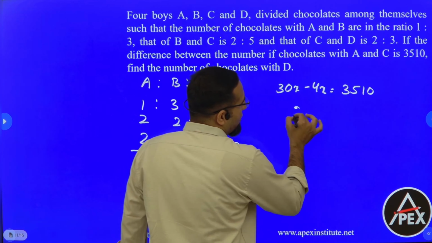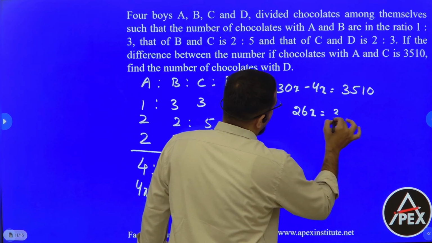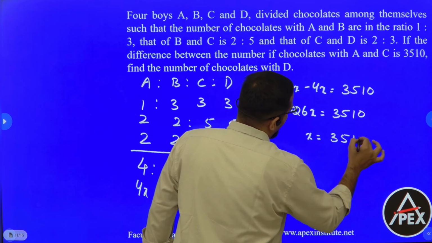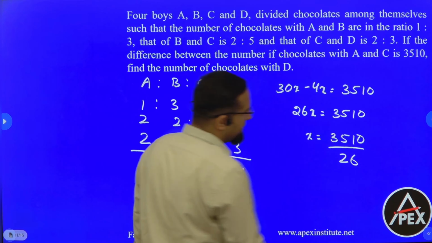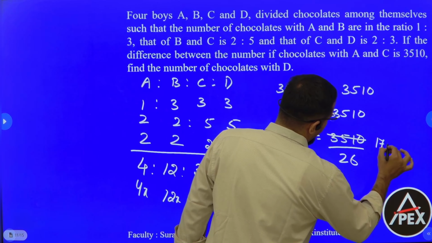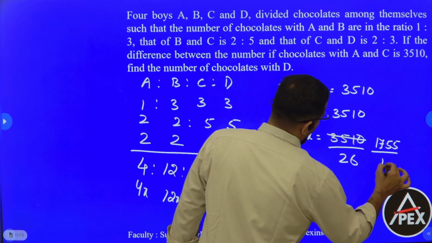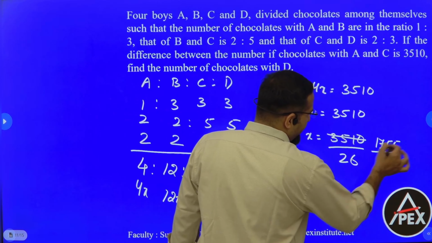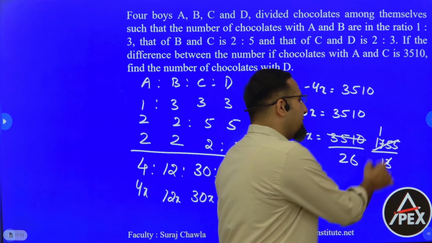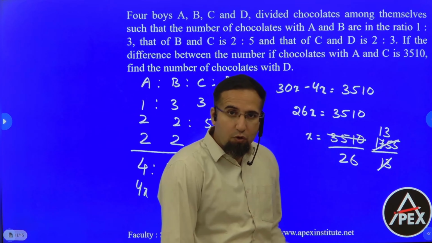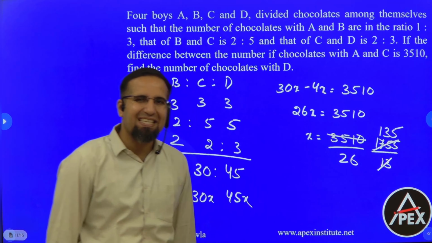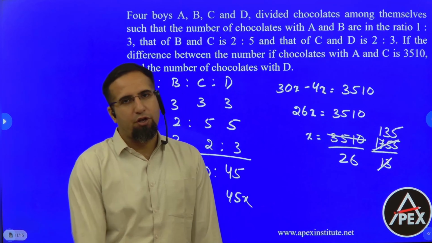So what do we get from here? We get 26x is equal to 3510, or the value of x is equal to 3510 divided by 26. So let's simplify. This is 135. 2 13s are 26. 13 ones are 13. We have a 45. 13 threes are 39. We have a 65. 13 fives are 65. So therefore x is equal to 135.